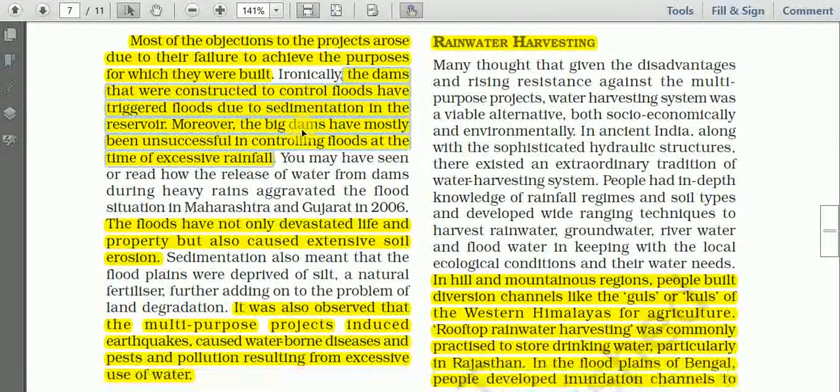Let us read this area. Dams that were constructed to control floods have triggered floods due to sedimentation in the reservoir. Moreover, big dams have mostly been unsuccessful in controlling flood at the time of excessive rainfall. I told you dams are constructed for the purpose of controlling flood also. Sometimes dams are not able to control the flood, as at the same time sedimentation at the bottom causes flood.